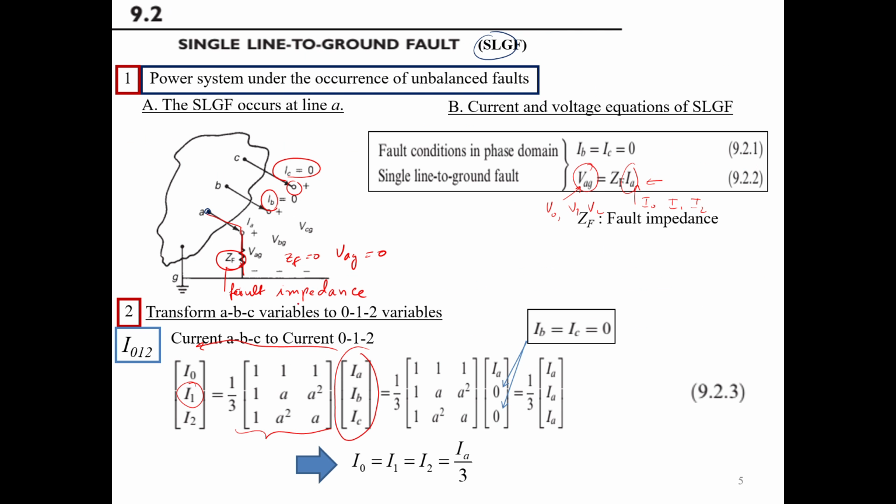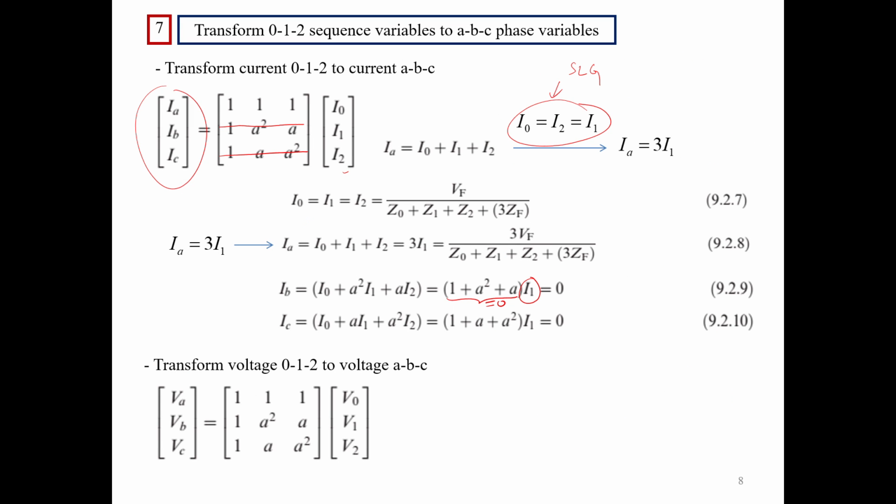Because if you look back to the original circuit, since the short circuit happens only at phase A, while phases B and C are still left open, there is no current flowing out of phase B and C. That's why, once you transform your calculation back to ABC quantities, you have 0 for IB and IC.